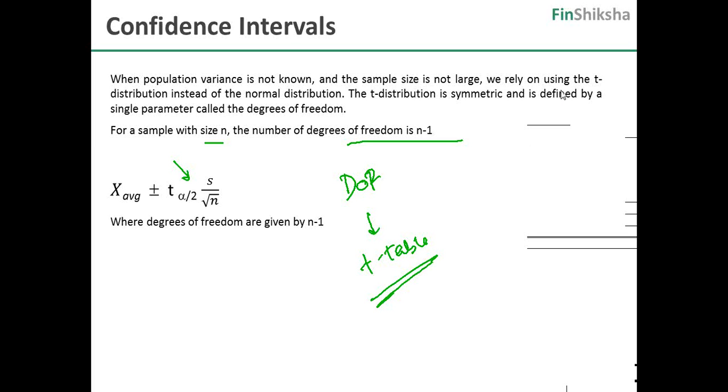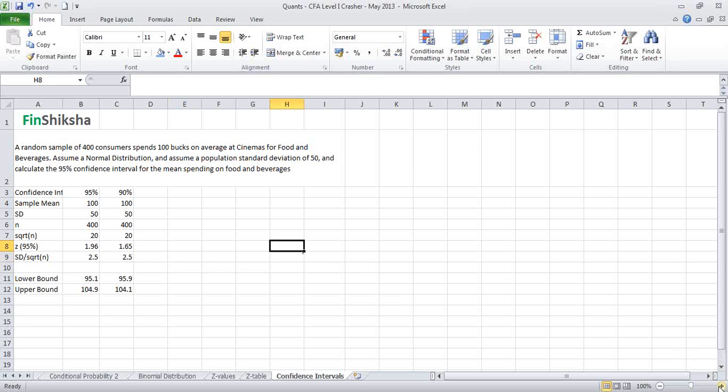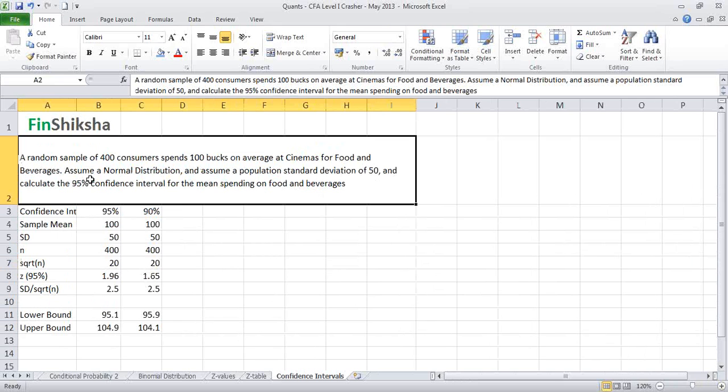Let's quickly try and solve a question on confidence intervals as well. So let's look at this. A random sample of 400 consumers spends $100 on average at cinemas for food and beverages. Assume a normal distribution and a population standard deviation of 50, and calculate the 95% confidence interval for the mean spending on food and beverages. Fine. So I want to find out, with a 95% confidence interval, what will be the average spend of anyone out of this sample of 400 people.